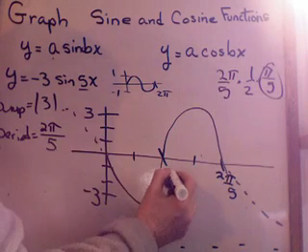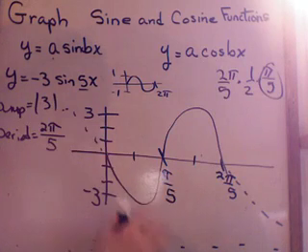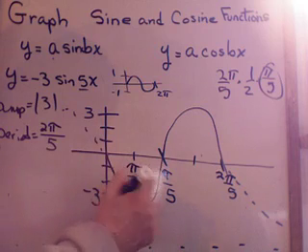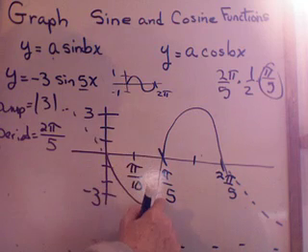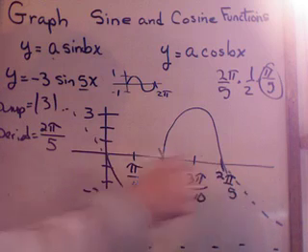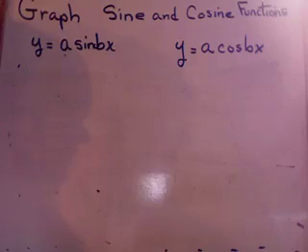Okay, so this is pi over 5. Let's do half of it again to get this one. Pi over 10. 1 pi over 10, 2 pi over 10, 3 pi over 10, 4 pi over 10. All right, let's do one graph of the cosine curve.